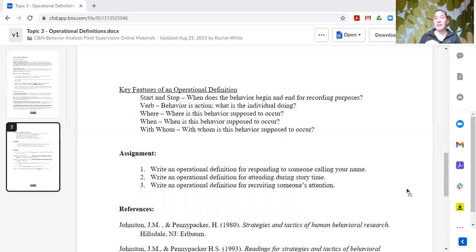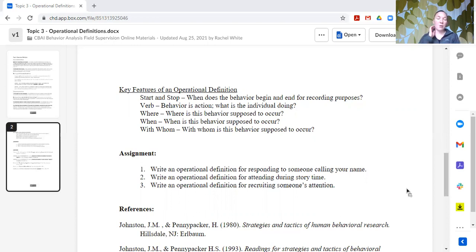And then recruiting someone's attention. This one gets a little tricky. We don't define recruiting someone else's attention by whether or not that person responded. Sometimes you can, right? If you want to define like they continue to attempt to recruit someone's attention until they're successful, but we can't be responsible for how somebody else responds. Our learner may raise their hand appropriately in class and the teacher may never call on them. That's not our learner's fault. Our learner's still engaged in recruiting someone's attention, perhaps for that situation, right?